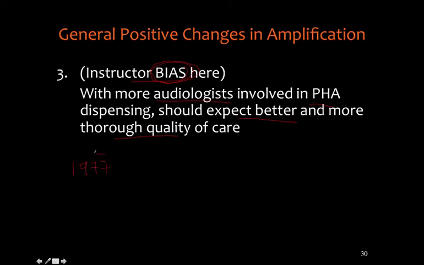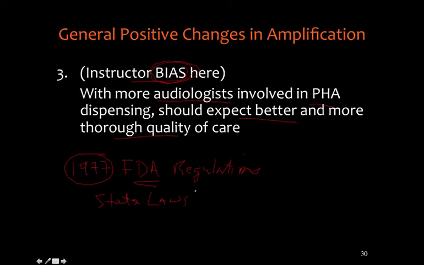A second great date in amplification was 1977. In 1977 is when the Food and Drug Administration of the United States came up with a set of regulations concerning hearing aids. Most of the regulations that the FDA came up with have subsequently gone into state laws that regulate hearing aids, and that's true in California also. So much of the California state law that revolves around hearing aid fitting finds its origin in the 1977 FDA regulations. This includes two primary things.